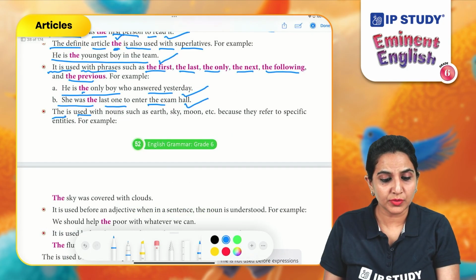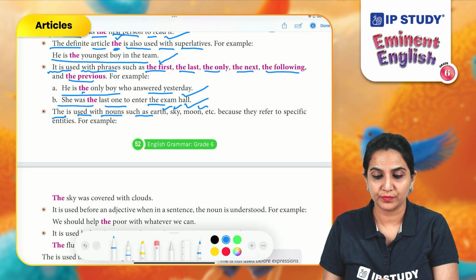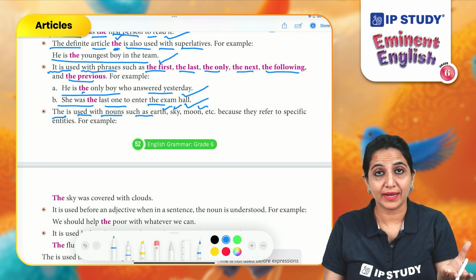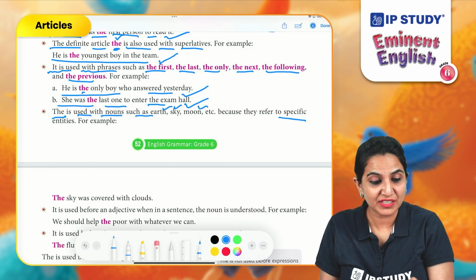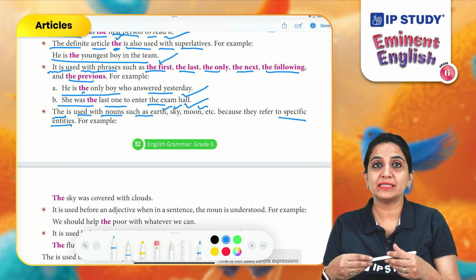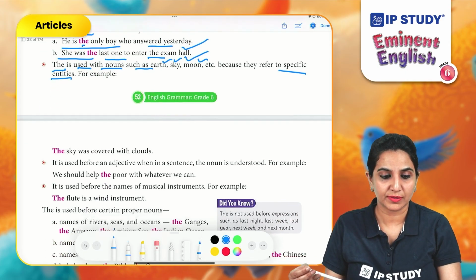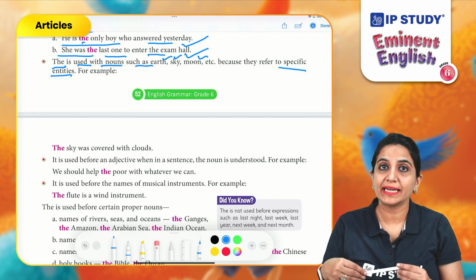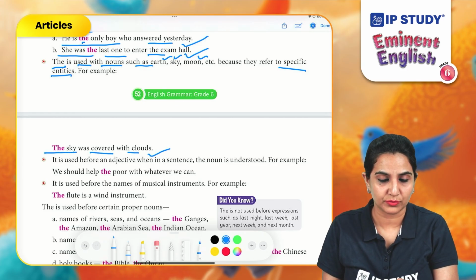The is used with nouns such as earth, sky, moon. Why is that so? Very good. Because they are one, right? And they are definite, because they refer to specific entities. The moon, the sun, the sky, they are the specific entities in the universe. So for these, we use article the because this is the definite article. The sky was covered with clouds.